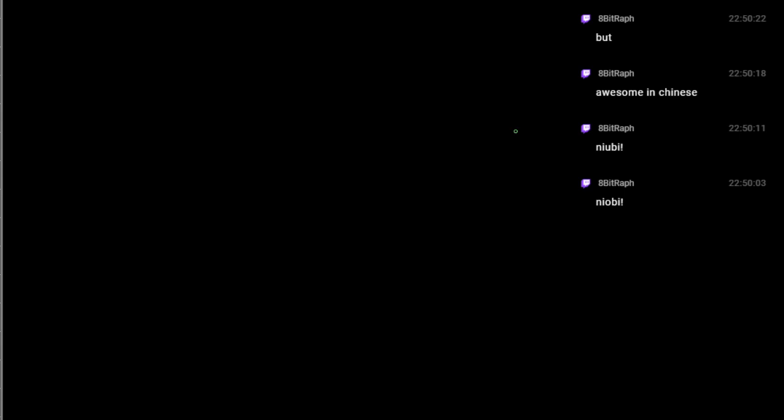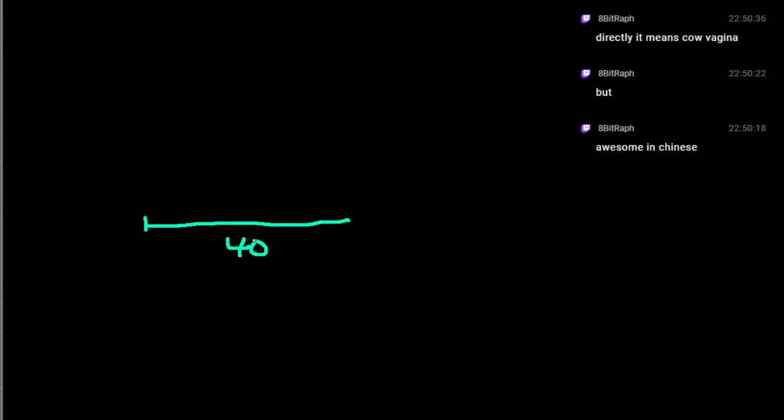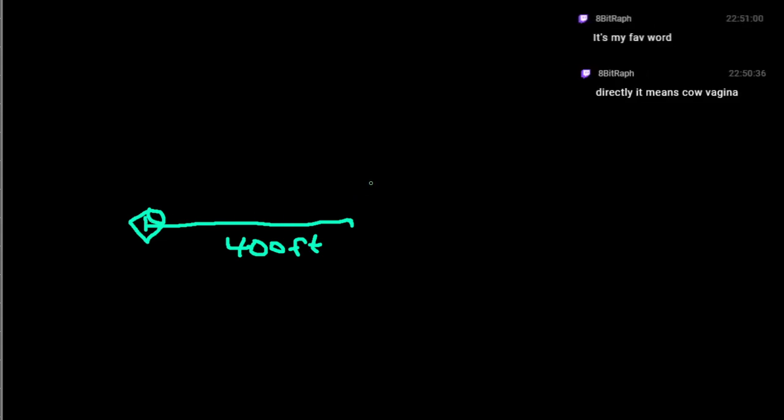A television camera is positioned 400 feet from the base of a rocket launching pad. Okay, so we got 400 feet. We have a camera here. The angle of elevation. Okay, so there's a rocket launching pad right here. That's a rocket launching pad.